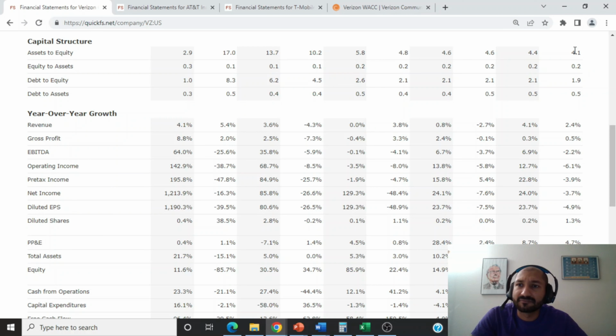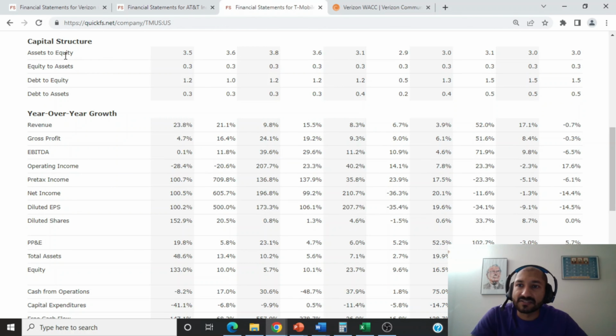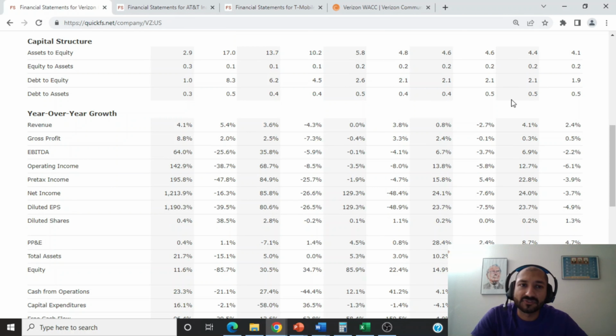I wanted to quickly compare Verizon's capital structure to those of its competitors, AT&T and T-Mobile. AT&T's asset to equity was at 3.8, and its debt to equity was at 1.5 in 2022. T-Mobile's asset to equity was at 3.0, and debt to equity was at 1.5 in 2022. So we can see that all three competitors have fairly similar capital structure. However, Verizon is certainly the most leveraged out of the three.